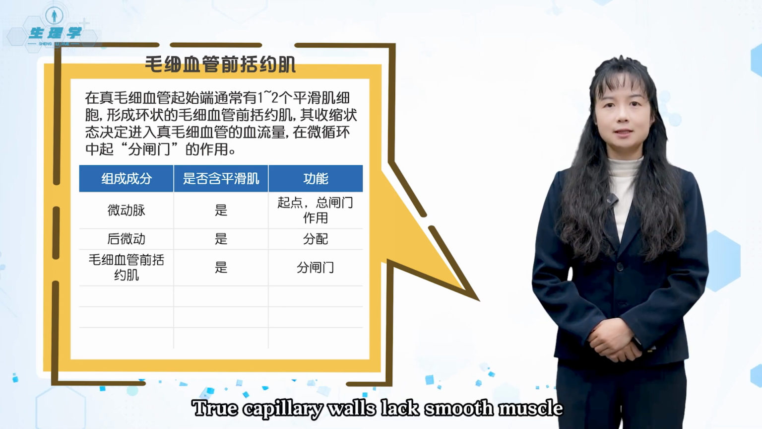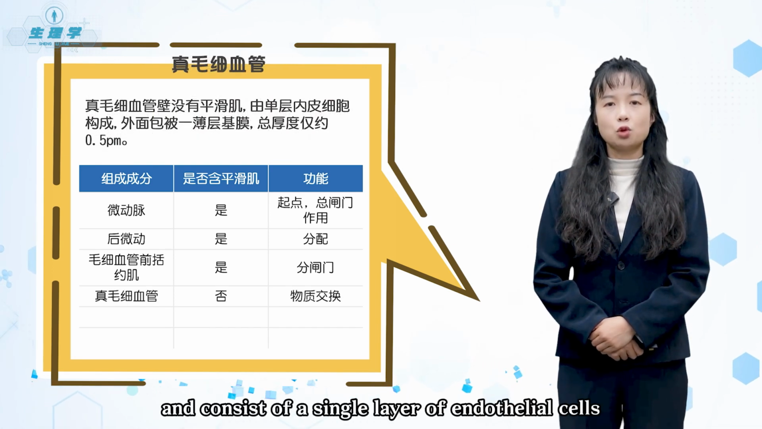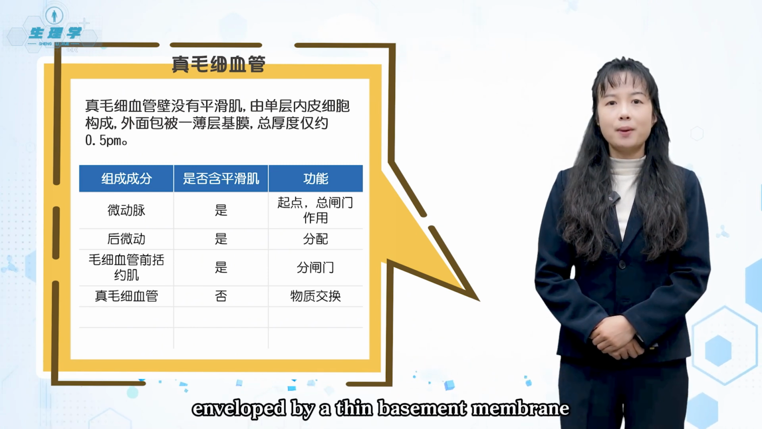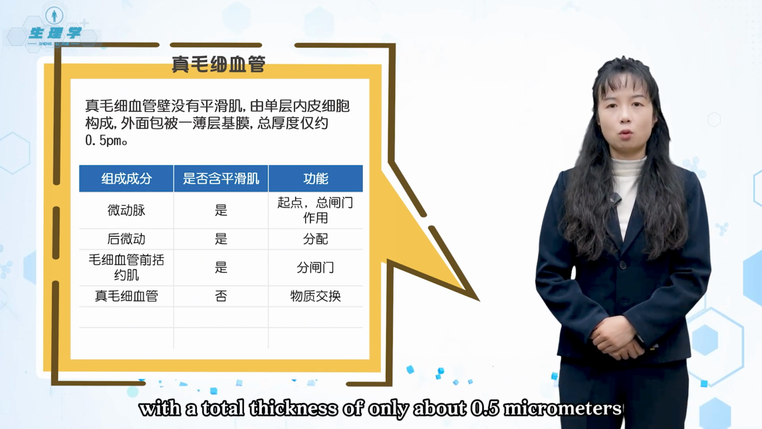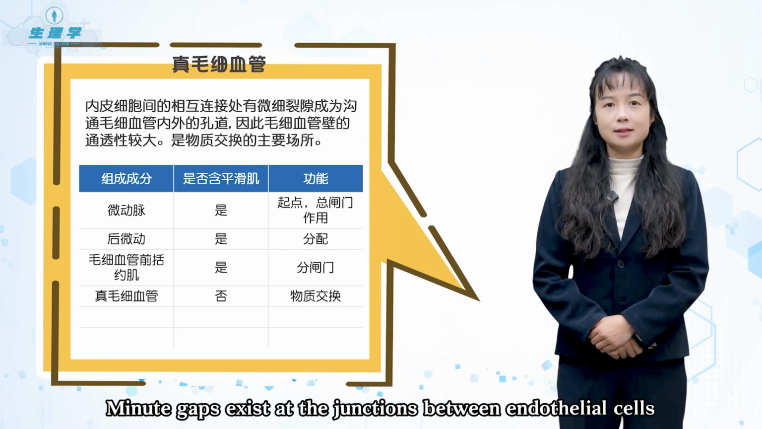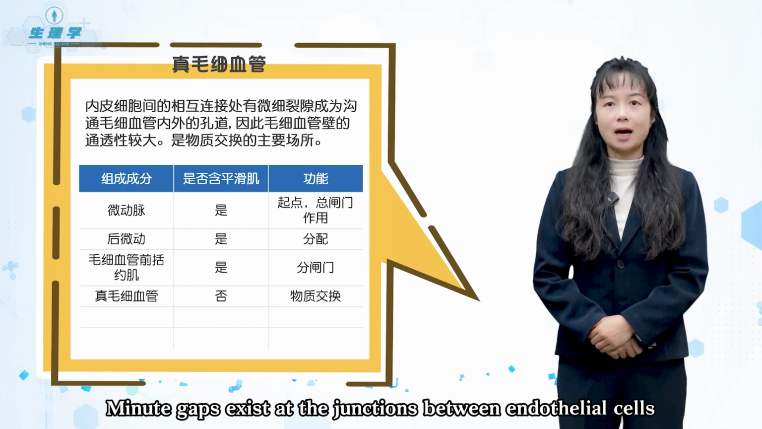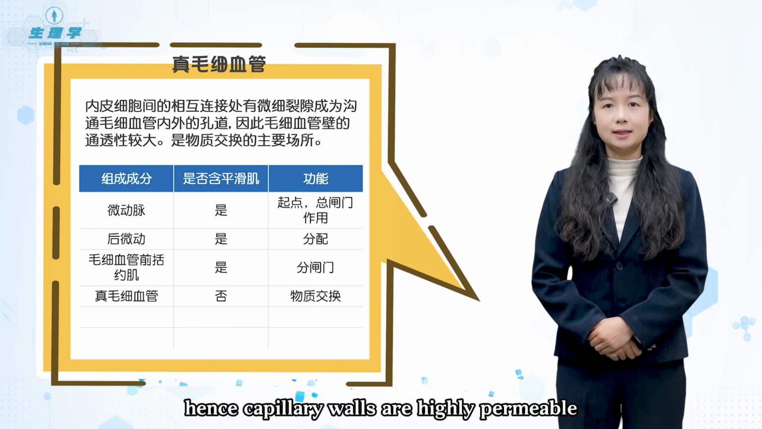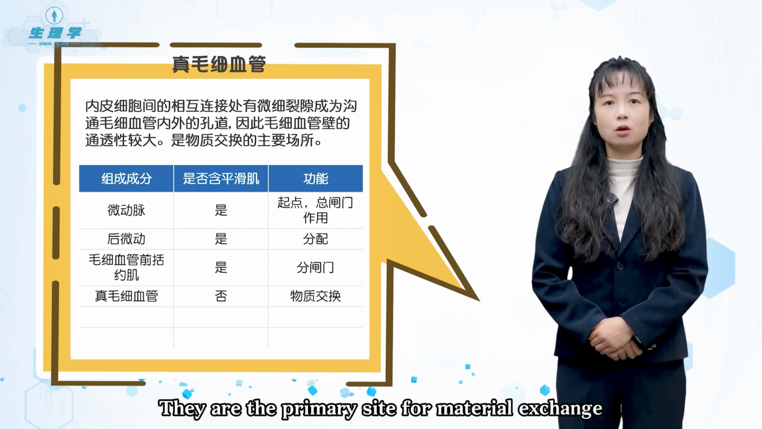True capillary walls lack smooth muscle and consist of a single layer of endothelial cells, enveloped by a thin basement membrane, with a total thickness of only about 0.5 micrometers. Minute gaps exist at the junctions between endothelial cells, forming channels connecting the inside and outside of the capillary. Hence, capillary walls are highly permeable. They are the primary site for material exchange.